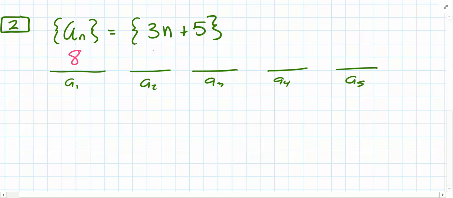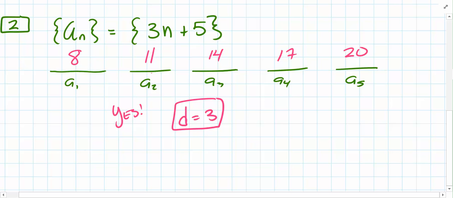Then what's the next term? 11. 11, next term. 14. Next term. 17. Next term. 20. 20. Okay, good. Is this sequence arithmetic? Yes or no? Yes. Okay, what makes this sequence arithmetic? Yes, because they have a common difference, which we call 3 in this case, right? If I take any term, let's say this term, and I subtract off the previous term, 17 minus 14 is 3. That number is constant throughout the entire sequence.